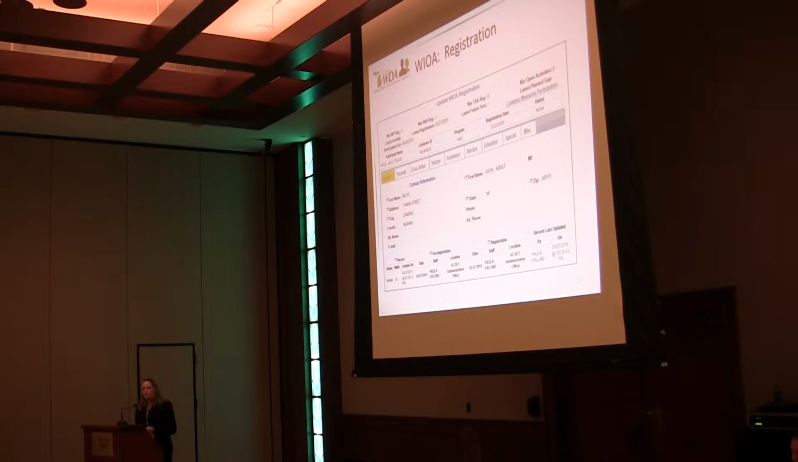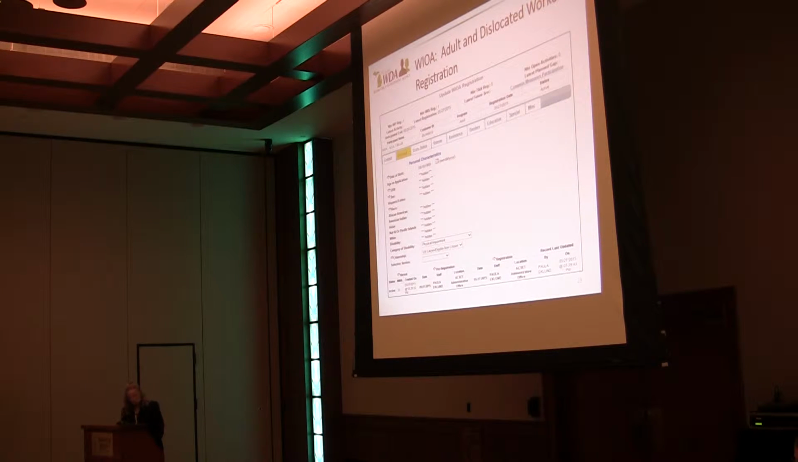Okay, and then here's the new WIOA registration screen. Again, you'll see it's broken into a series of different tabs, and the number of tabs is different based upon the program that you are enrolling your individual in. So the first tab is the contact information. You're going to be familiar with most of the data fields that are found on that tab.